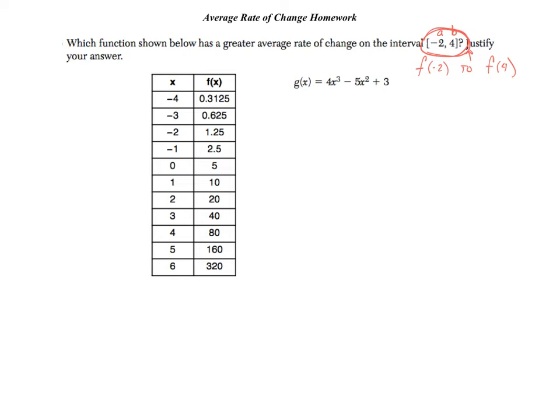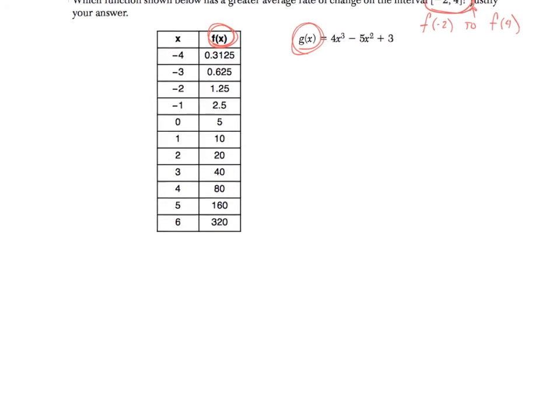That's all that means. And they've given you two functions. They've given you f of x, and they've given you g of x. These are two functions. So what you're going to do is you're going to find the average rate of change of this function over that interval, and then of this function over that interval, and then you're going to see which one has a greater average rate of change. So let me just get you started on the f of x function.